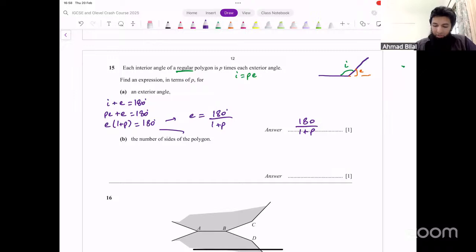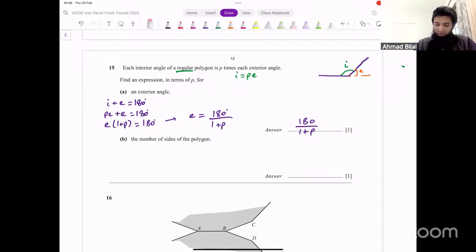Okay. The number of sides of the polygon. Now, how do you figure this out? That's just one mark. Let's think about this. Interior angle is this, right? And we know that each interior angle is supposed to be p times each exterior angle. We have to find this in terms of p as well. We can't find the actual number. It has to be in terms of p. Number of sides of the polygon. Now, how do we think about this?